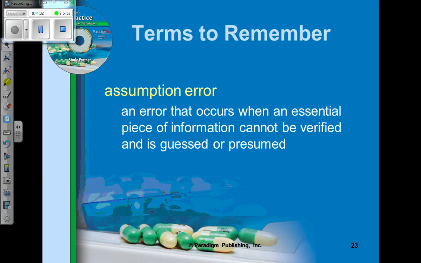The assumption error, of course, is an error that occurs when an essential piece of information cannot be verified and is guessed or presumed. An example of this would be a pharmacy tech might misread a poorly written abbreviation on a prescription. So if a prescription has a poorly written abbreviation, you should check with the pharmacist. If the pharmacist is unsure, they need to call the doctor or nurse to find out what they had written down. You never guess or presume, you always double check.